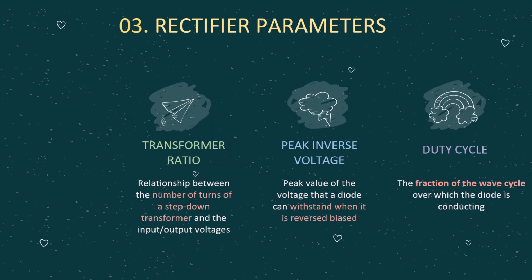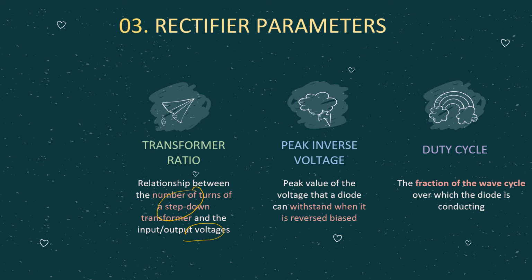Now we come to the third subtopic, which is on rectifier parameters. There are three things that you have to know. First, the transformer ratio. We have discussed this before in a previous example, where the transformer ratio is given as the relationship between the turns ratio and the voltages. We have Vp over Vs equals N1 over N2, remember?